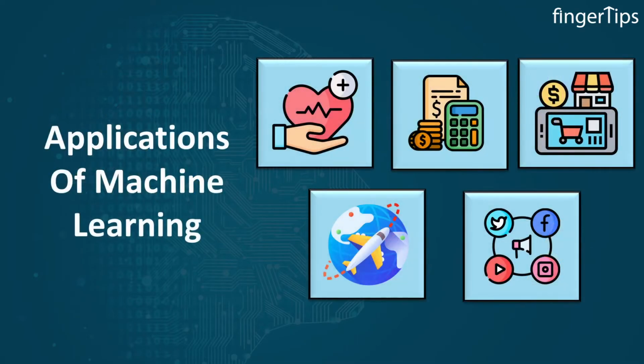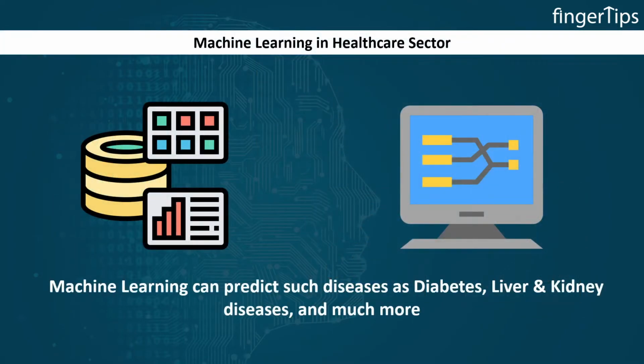Now, let's move on to the applications of the concept. First, we will see the application in the healthcare sector. The concept of machine learning is suitable for large data sets, and patients' records in the healthcare sector have exactly that. Now, when it comes to life-taking dangerous diseases, early diagnosis is utmost crucial. Machine learning can predict such diseases as diabetes, liver and kidney diseases, and much more.